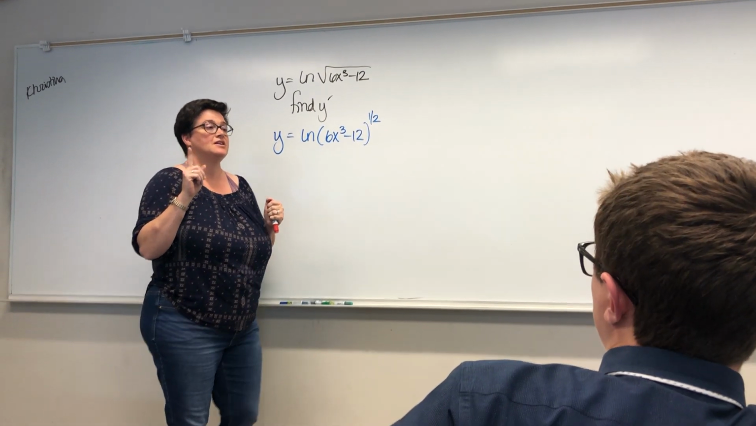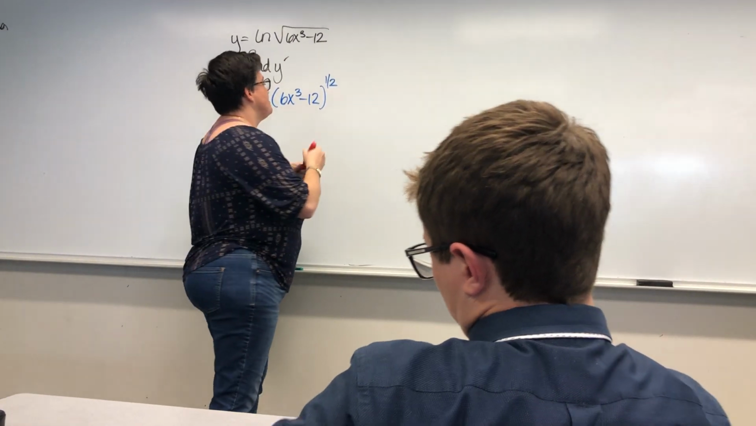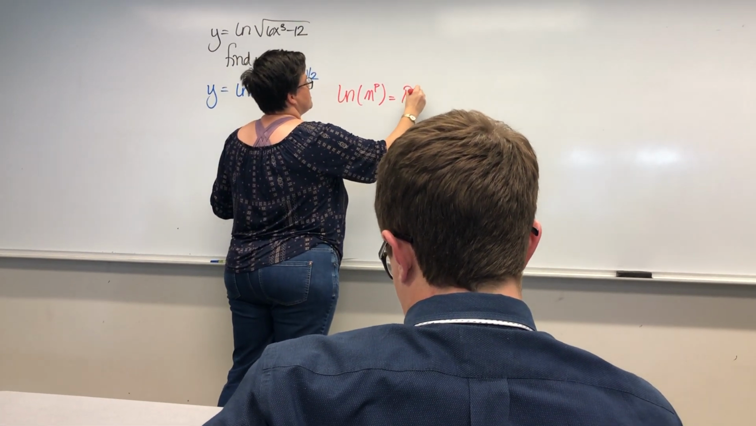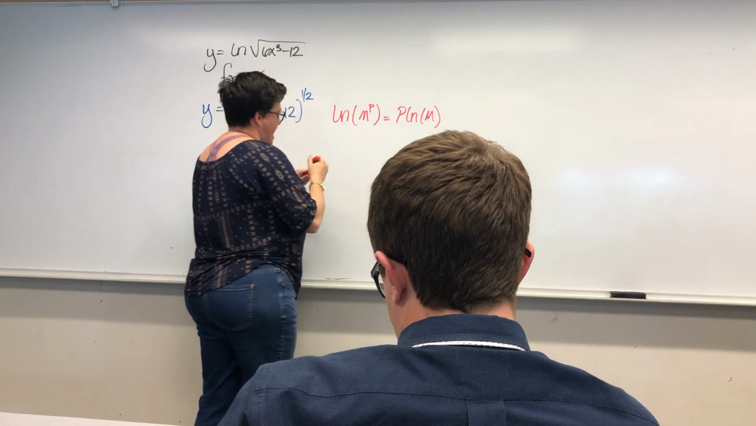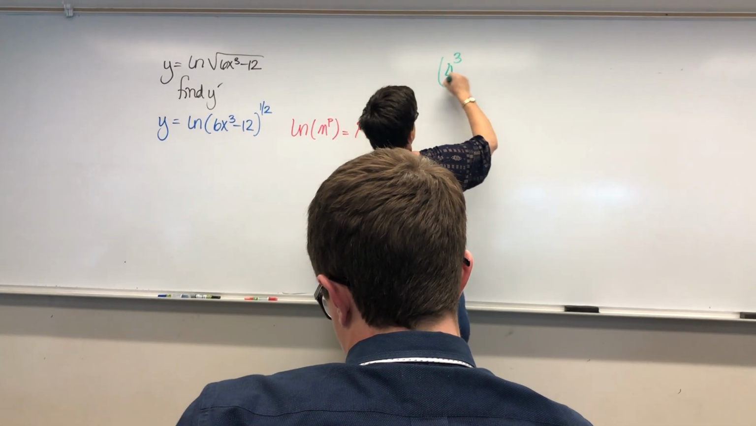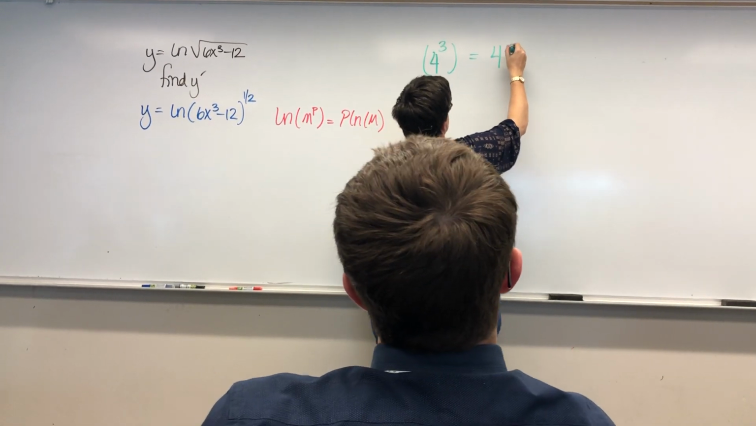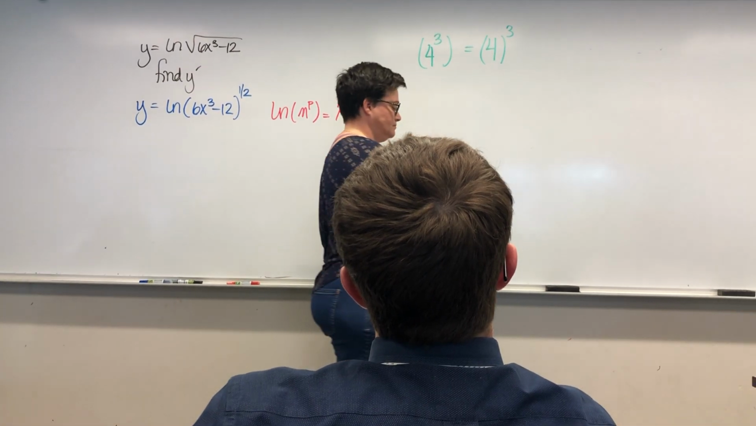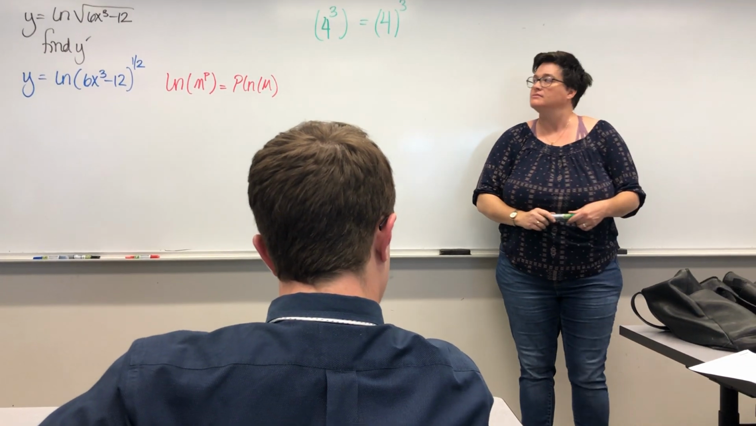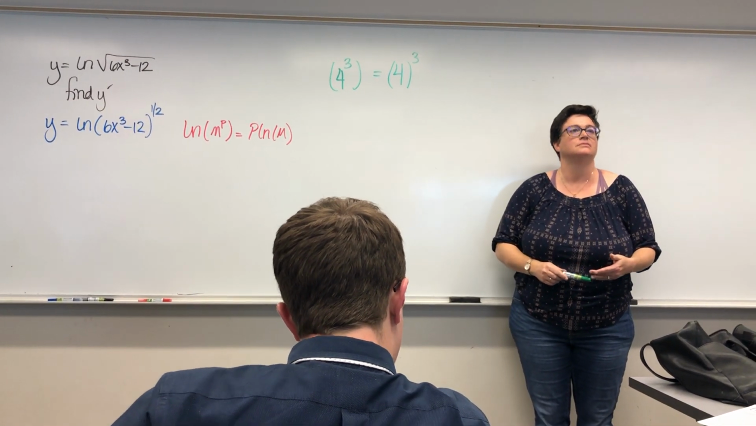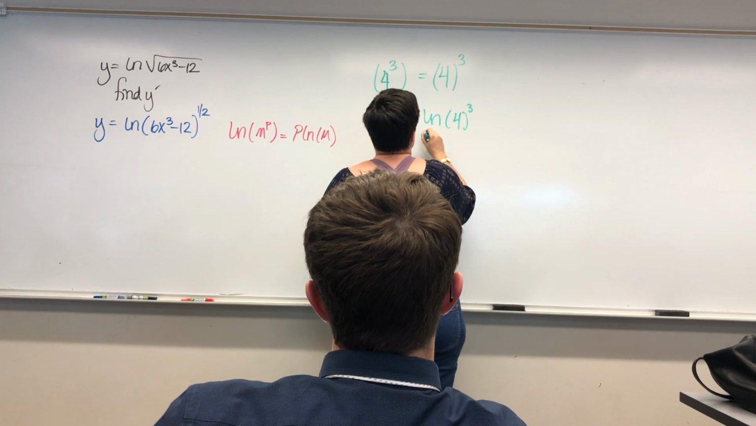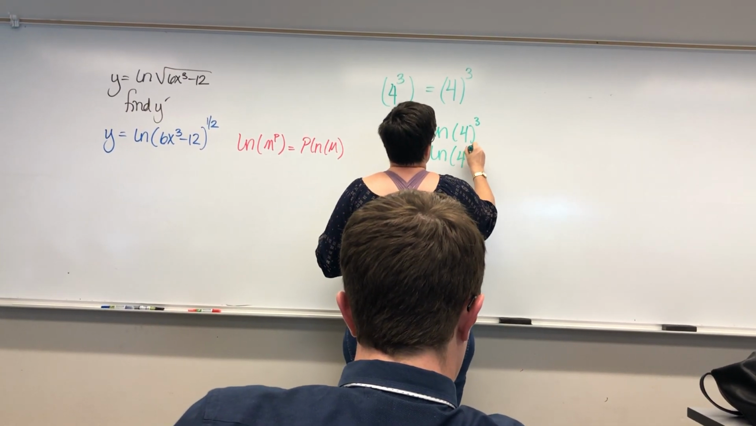No, no e's necessary here. Nikki. Move the power down in front. Natural log of m to the p equals p natural log of m. And while I'm at it, guys, let me ask you something. Is that the same as this? What's the base in each case? 4. And what's the exponent? 3. Okay, so if I do natural log of 4 quantity cubed, is that the same as natural log of 4 cubed?